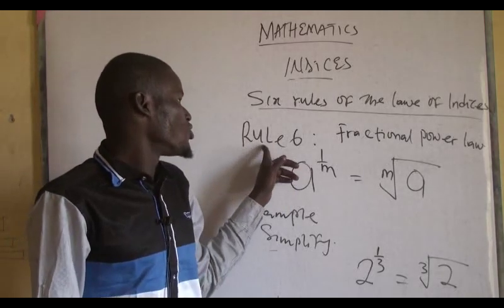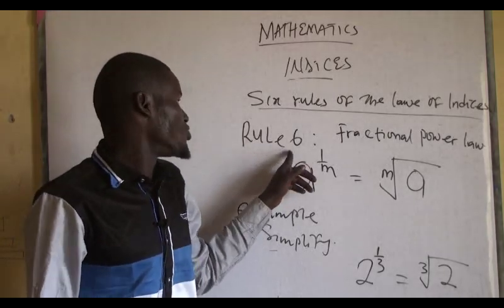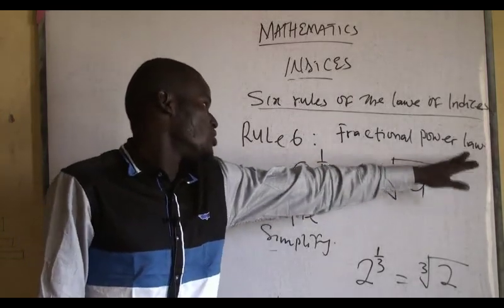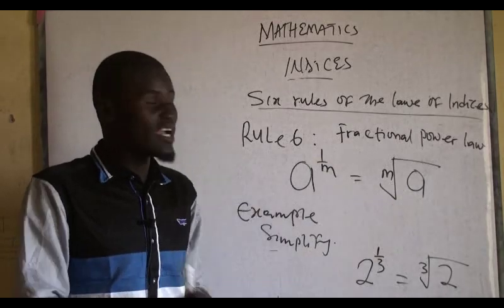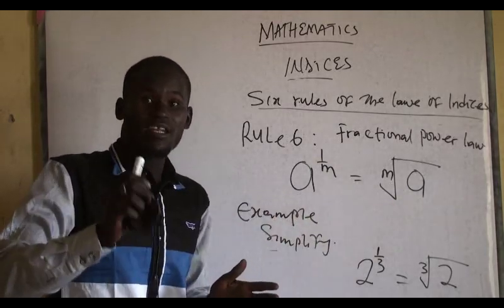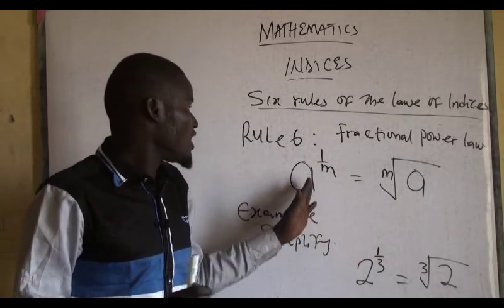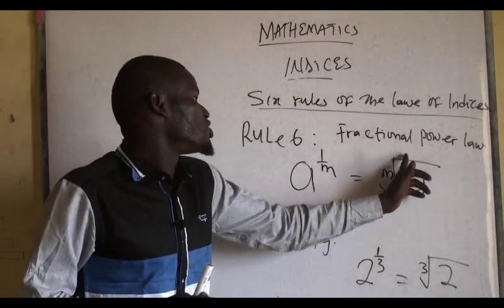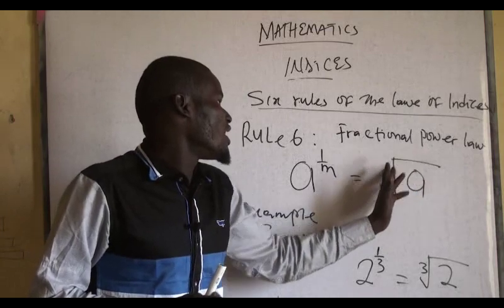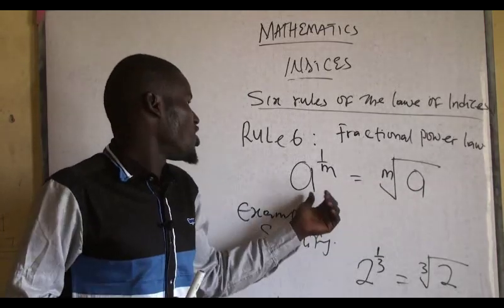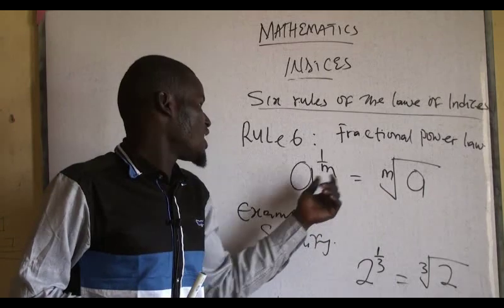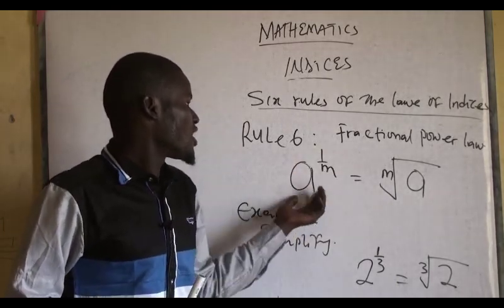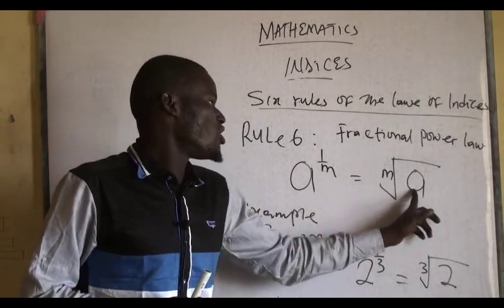So the next rule is the last rule. We are going to see Rule 6, which is the fractional power law. This fractional power law is about when your power is a fraction. So if you have a power which is a fraction, it's the same thing as the mth root of that base. This is your base and this is your power. Your power is the fraction. So you can write this as the mth root of a.